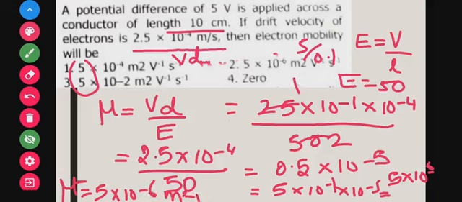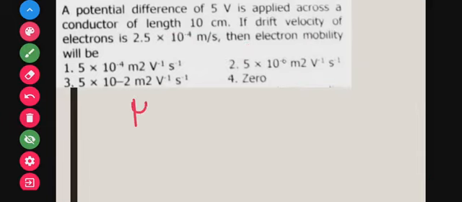Volt inverse, second inverse. So which answer does this match? It is obviously your answer number 2, 5 into 10 to the power minus 6. So the correct answer for question number 3 is option number 2.